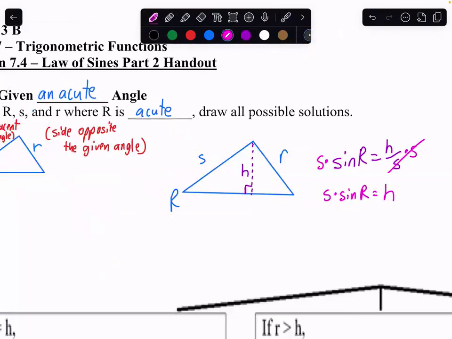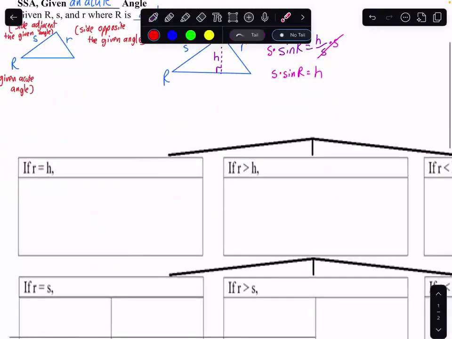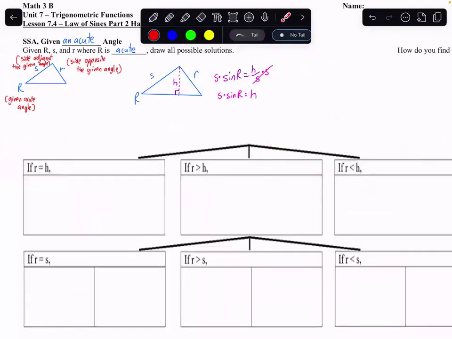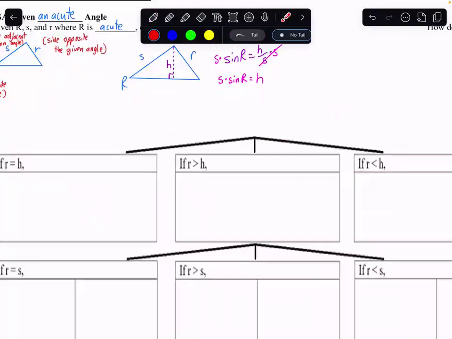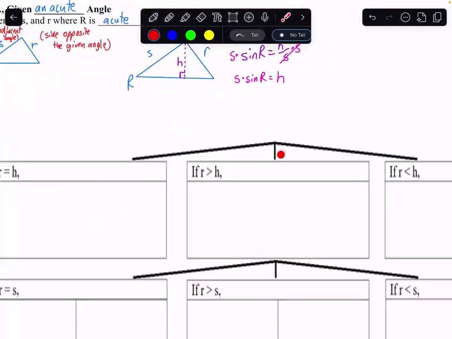So we're going to be doing this several times. That's why I wanted to review it. So you see below, we've got this flow chart looking thing. You know how flow charts work, right? You follow the branch that follows the situation.